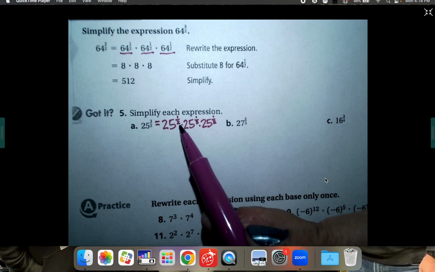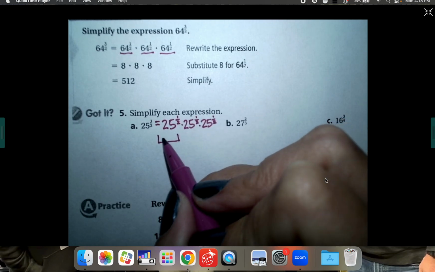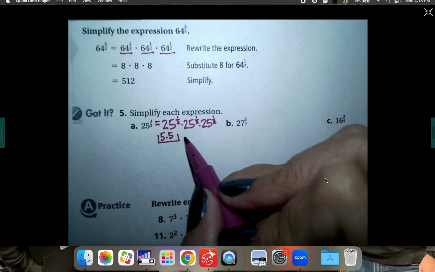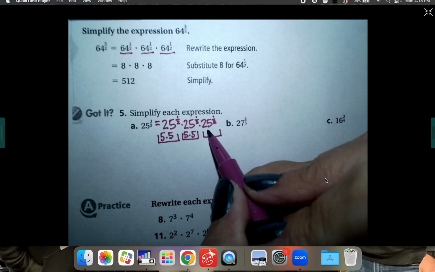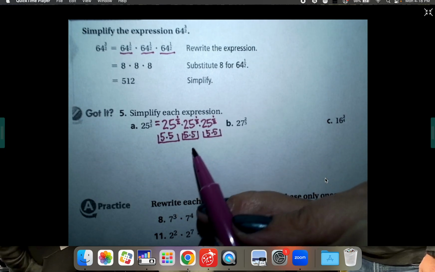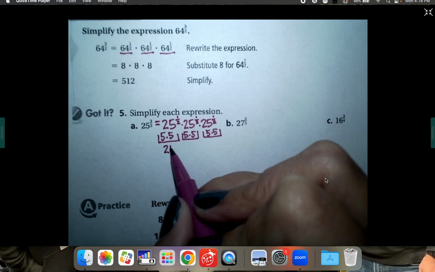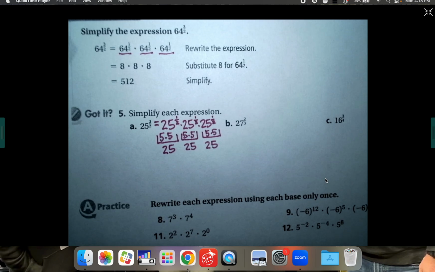I know that a number times itself that equals 25, and I need 2 of them, is 5. So it is 5 times 5. This one is also 5 times 5. This one is also 5 times 5. So I'm going to have 25 times 25 times 25, which is going to be a really big number. So that's why I think it's a really important thing to know how to just put it in your calculator.